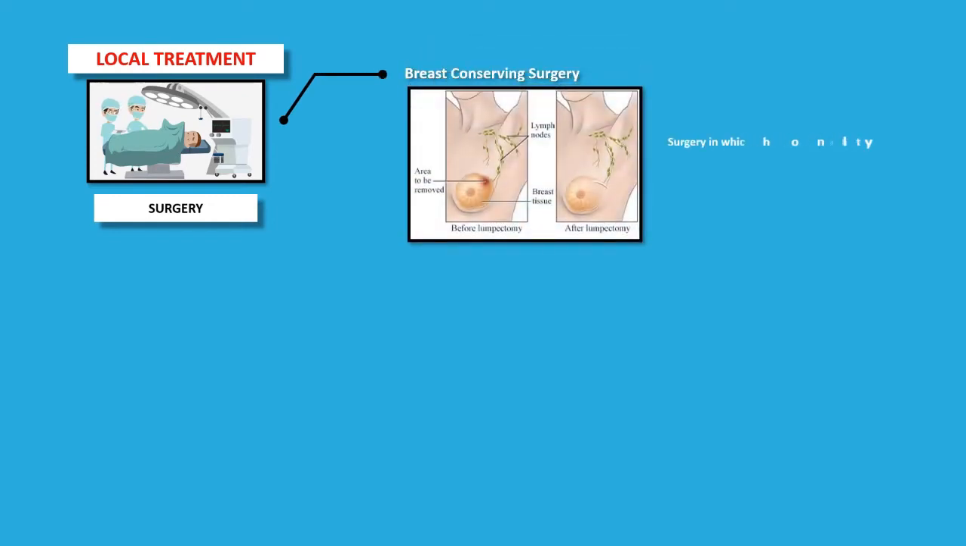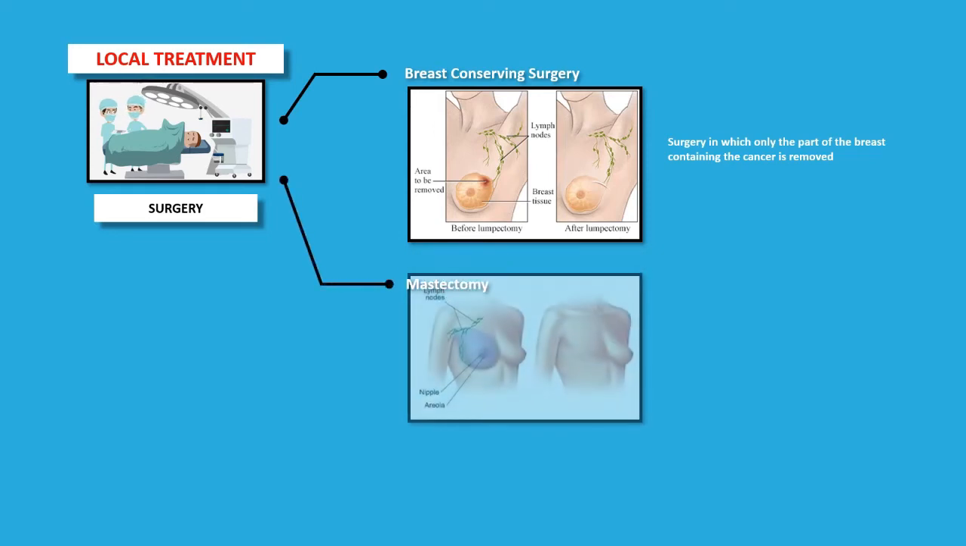There are two main types of surgery to remove breast cancer. Breast-conserving surgery, also called lumpectomy, quadrantectomy, partial mastectomy, or segmental mastectomy, is a surgery in which only the part of the breast containing the cancer is removed. The goal is to remove the cancer as well as some surrounding normal tissue. How much breast is removed depends on where and how big the tumor is, as well as other factors.